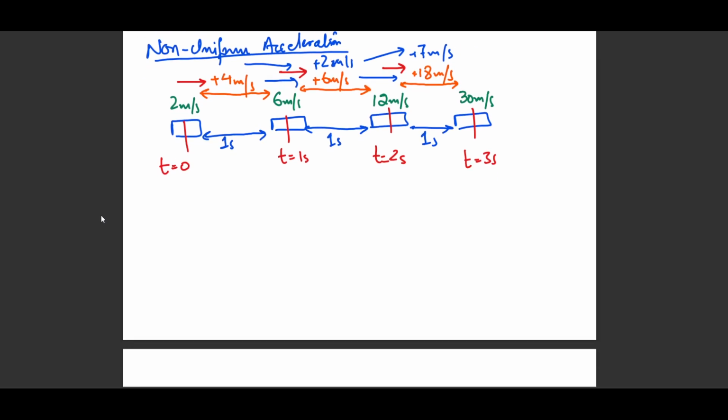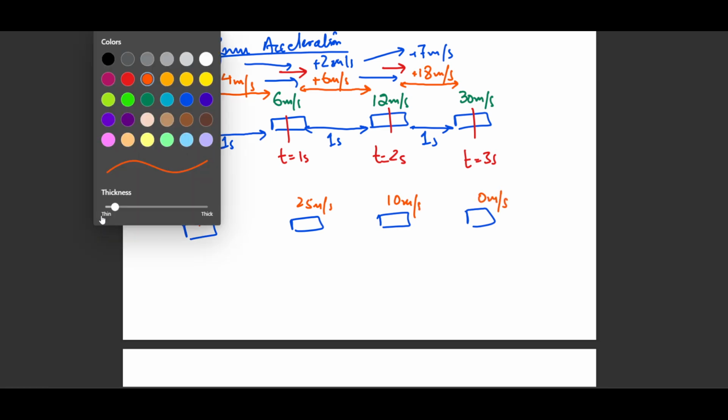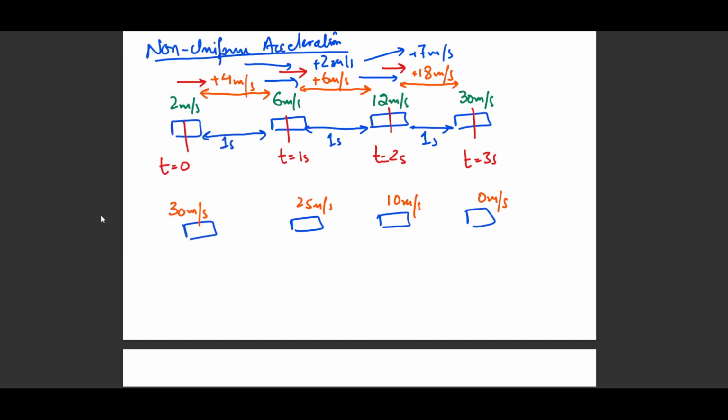A similar case could be observed in the deceleration case as well, that the deceleration could be different between objects or at different times of the object. It is possible that, let's say, it has a speed of 30 meters per second. Now it is moving at 25 meters per second, then it is moving at 10 meters per second, and then it is now stationary at 0 meters per second. So we know that it is decelerating, it is stopping, right? Again, the time between the situations will remain 1 second, 1 second, and 1 second.